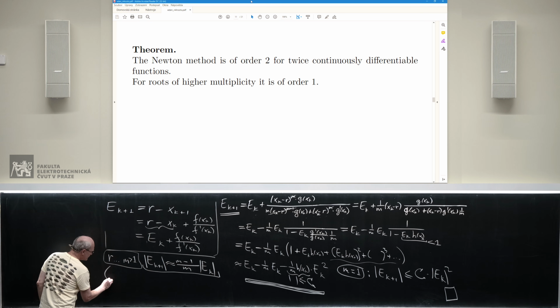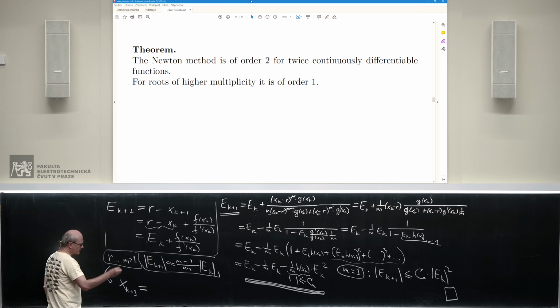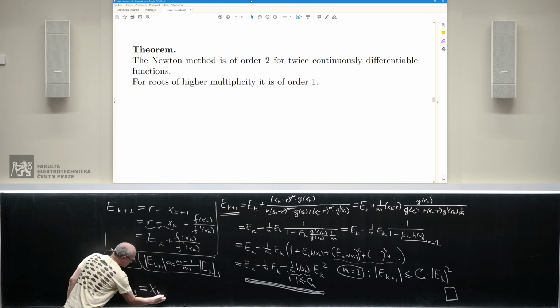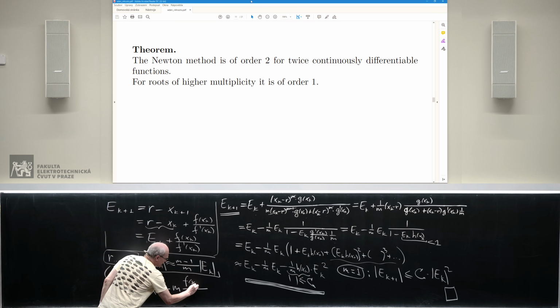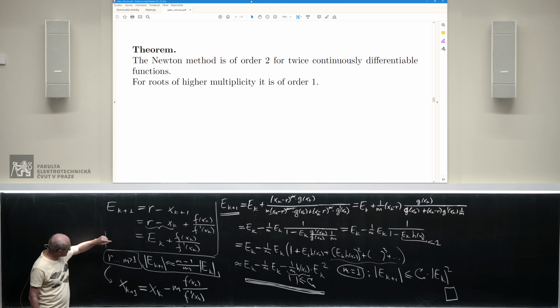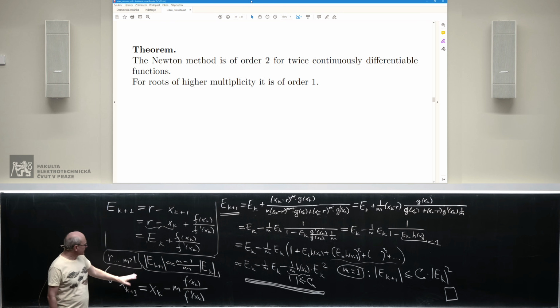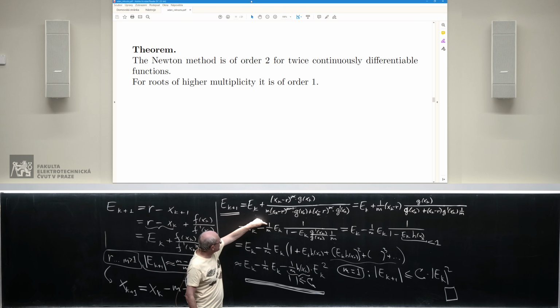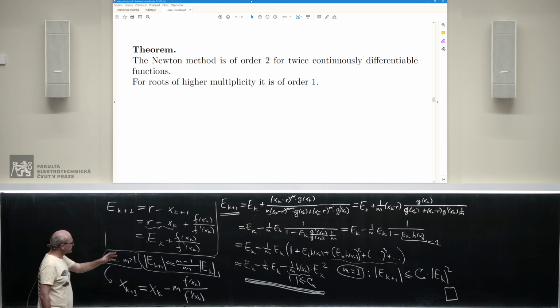So here is an interesting idea. What if I use this modification? My new Newton formula looks like this: x_k minus m times f(x_k) over f prime(x_k). Now for roots of multiplicity m, this should now be a quadratic method, because in these estimates there will be extra m on the top and e_k cancels. This is interesting. Let's try it experimentally.